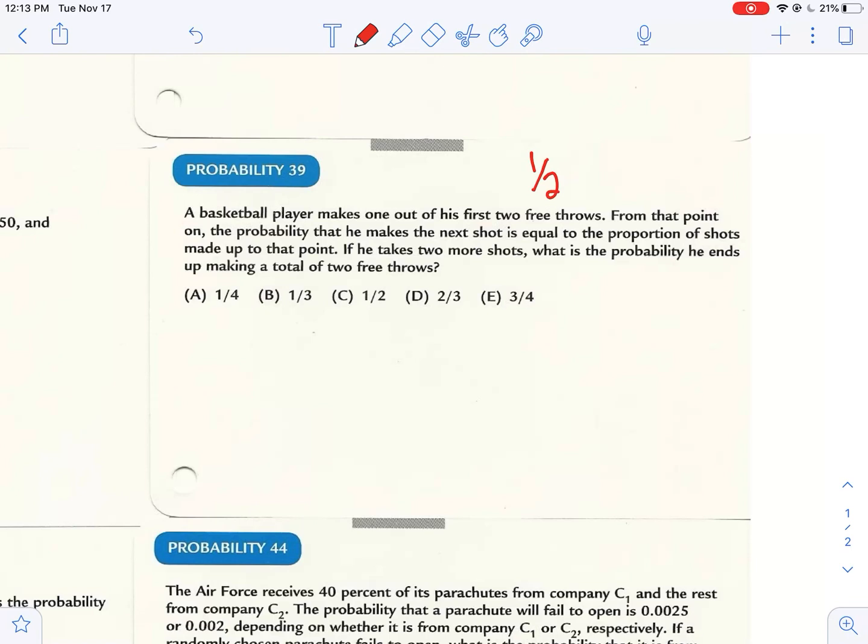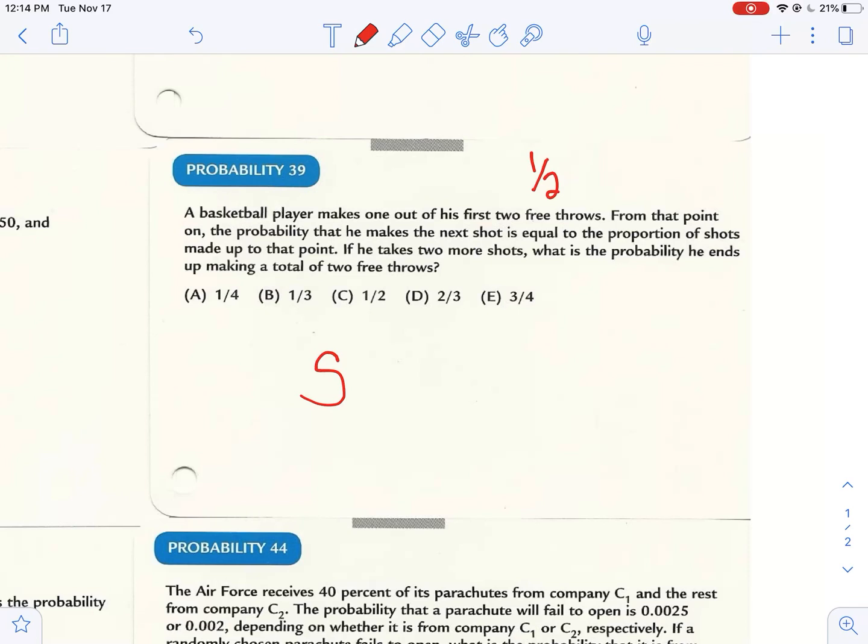From that point on, the probability that they make the next shot is equal to the proportion of shots that they make up to that point. So we're looking, if he takes two more shots, what is the probability he ends up making a total of 2 free throws? Okay. So starting at the very beginning here, made a shot. 1 shot out of 2. So we've made 1 shot out of 2. So we're on the third shot now.